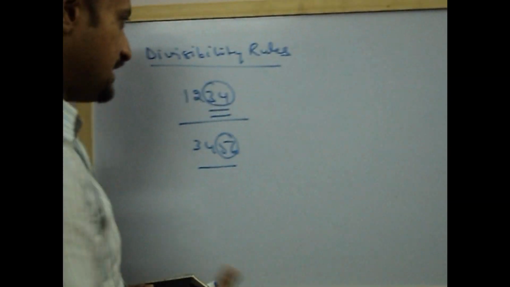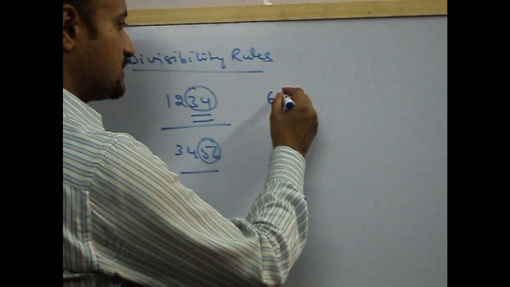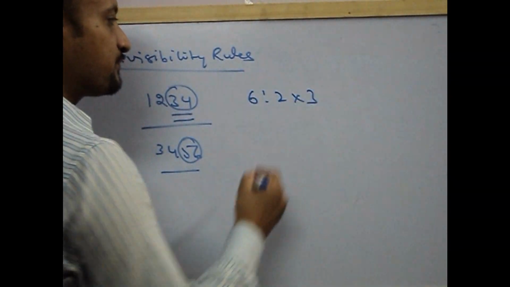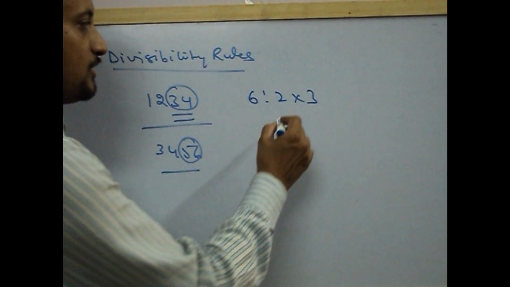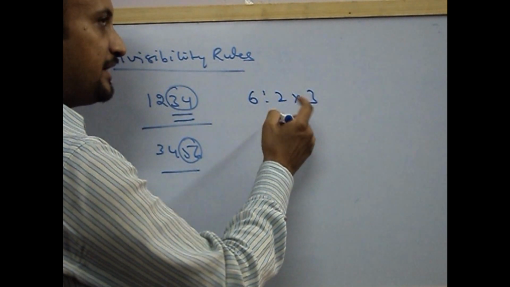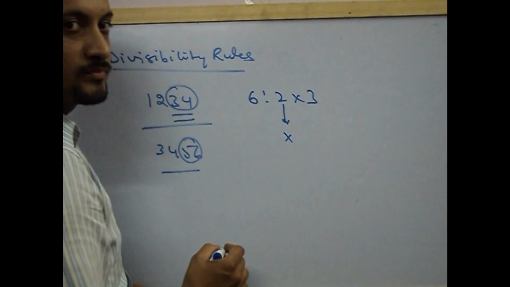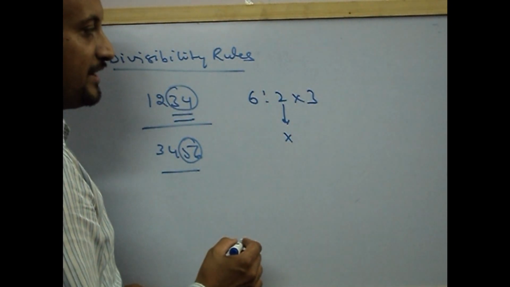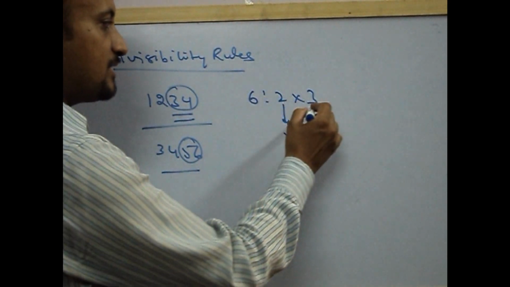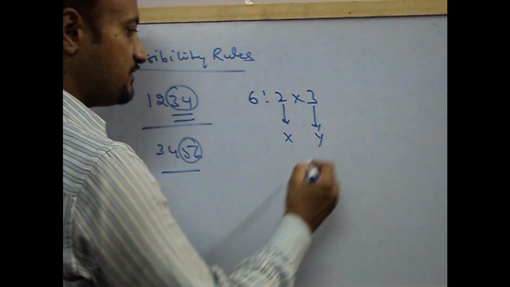In case of 6, let's see. That's quite interesting. So 6 is 2 into 3. What will we do? We'll find out the remainder by dividing the given number by 2. Say that remainder is x. Similarly, we'll find out the remainder by dividing the given number by 3. Say that remainder is y.